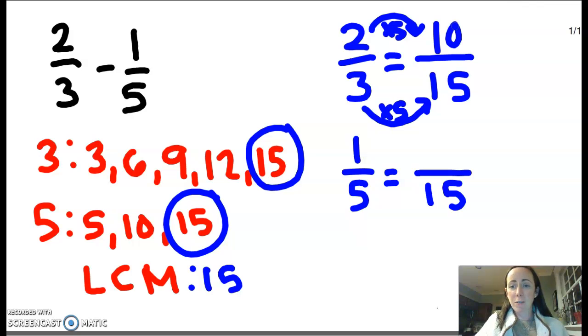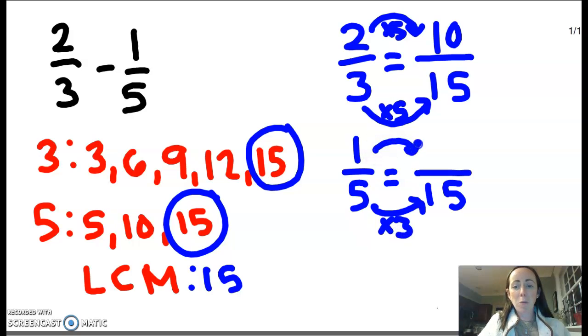Now I'm going to look to my next fraction, 1/5. Same thing, I'm going to think, what do I multiply 5 by to get to 15? 5 times 3 is 15. Do the same thing to my numerators. 1 times 3 is 3. Now notice these fractions are now like because they have the same denominators.